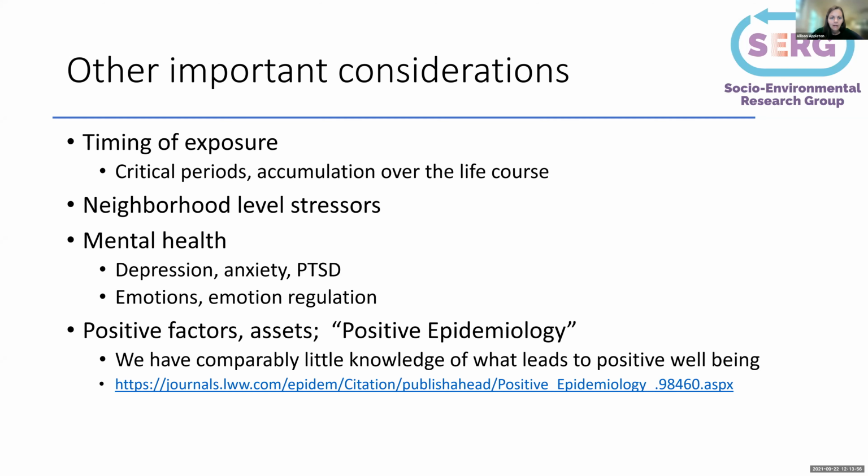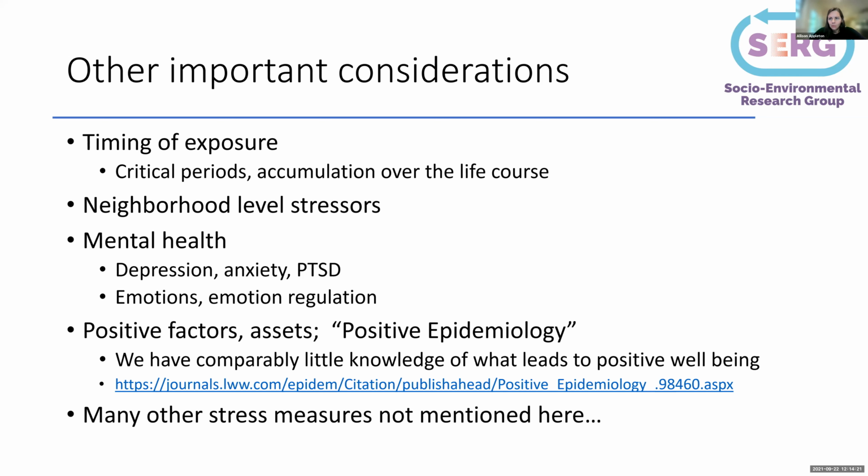And then finally, there's positive factors or assets. We know comparably little about what leads to positive well-being, what positive, favorable conditions matter for good health. So if you're thinking about incorporating measures of stress into your study, you might want to also think about positive factors that might buffer the ill effects of stress, things like social support or optimism. And finally, I just wanted to officially say there's many other measures of stress that I haven't mentioned here. And depending on what you're interested in and what your research group and community wants to pursue, there's probably a validated scale out there that could help you get started in that research area.